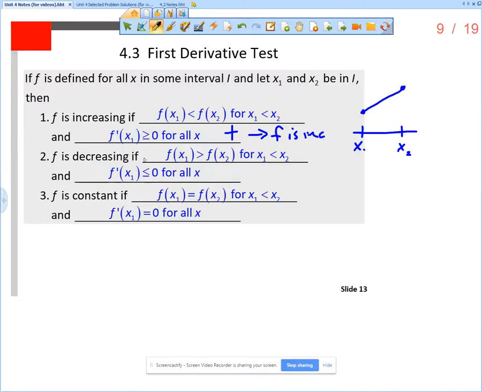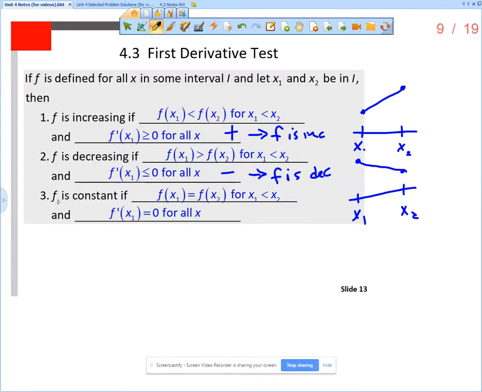All right, f is decreasing if f of x1 is greater than f of x2 for x1 less than x2. So once again, if we're moving left to right, so here's x1, here's x2, now our y values are going downwards, right? So that also means that f prime of x is less than or equal to 0 for all x. So once again, if f prime is negative, then that's going to tell us that f is decreasing.